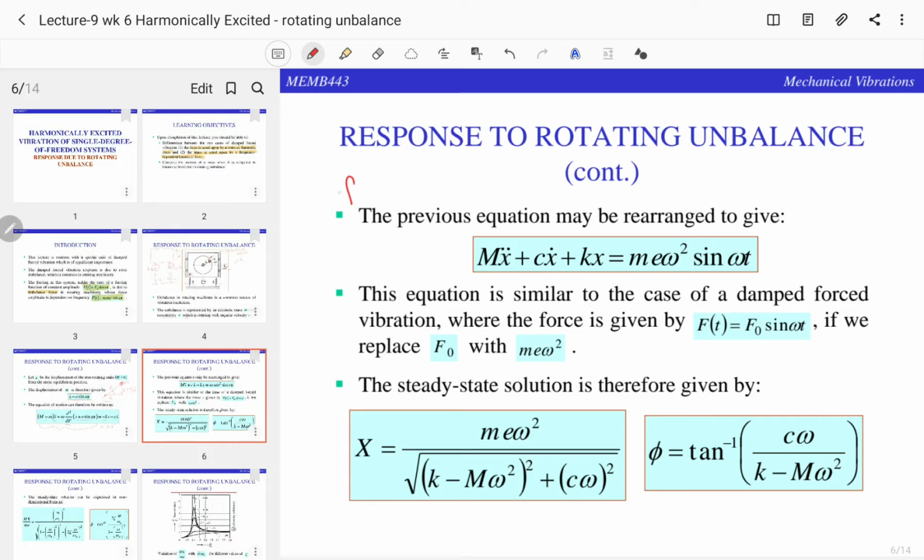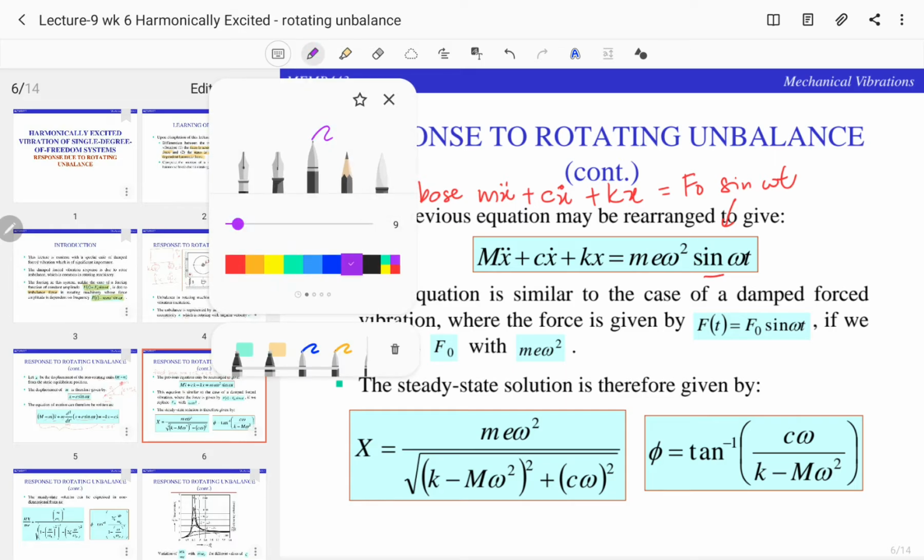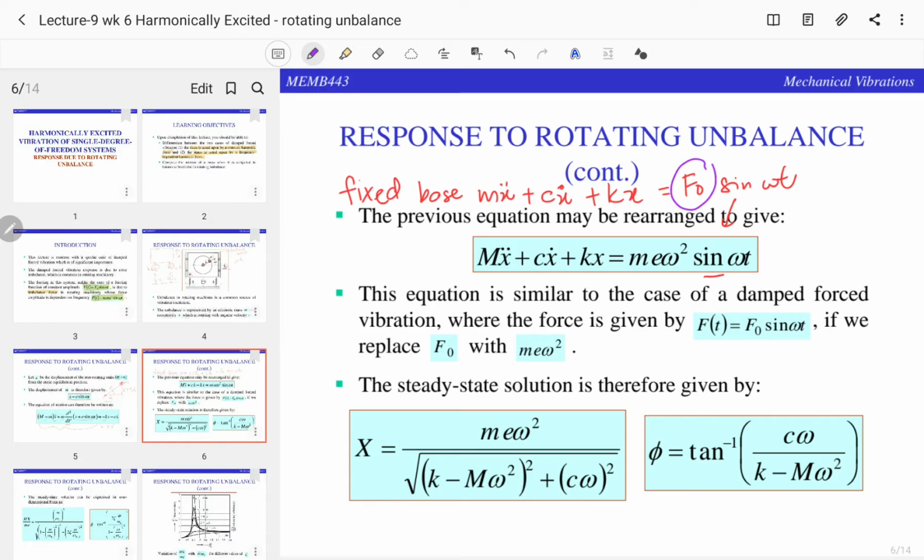So if you remember, you have your fixed base equation, which is mx double dot plus cx dot plus kx equals to F naught sine omega t. So let's say I use sine, assume, because I want to match this one and this one. So you can actually see that the force here is equivalent to this force. So this small m is actually this capital M, and the rest are the same, isn't it?